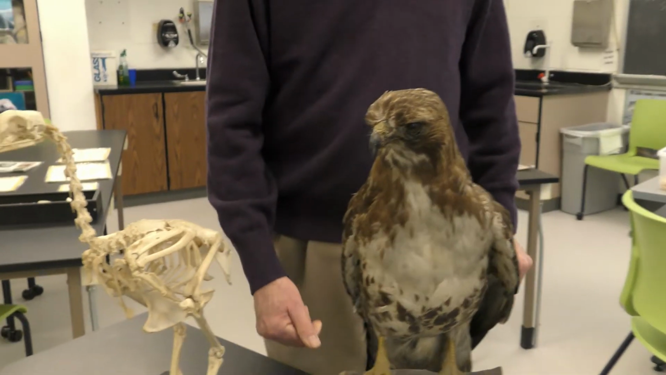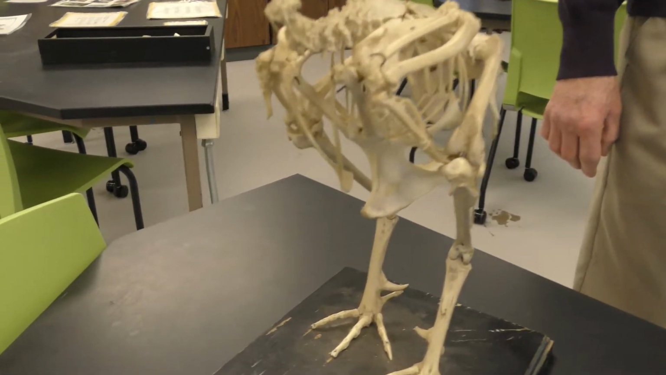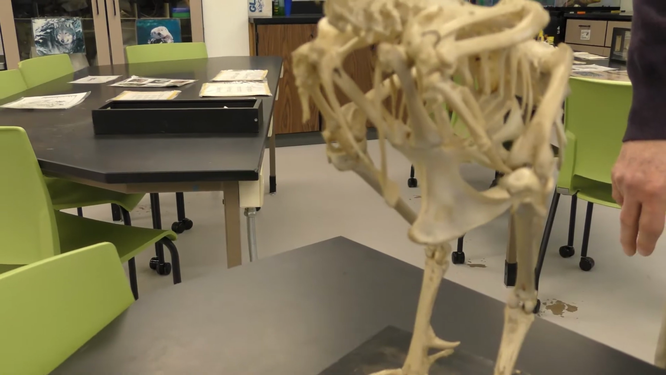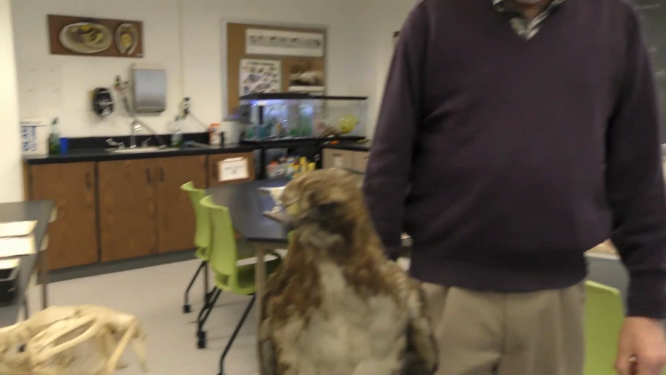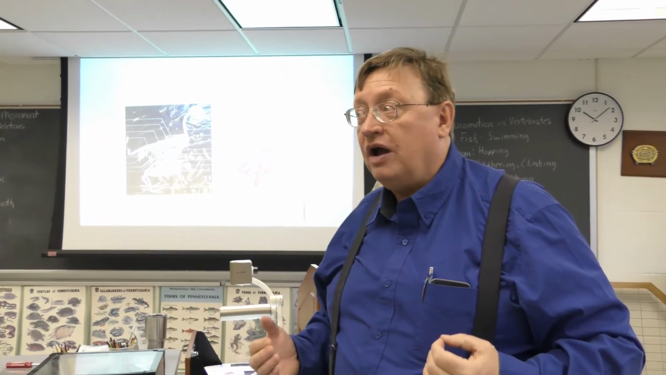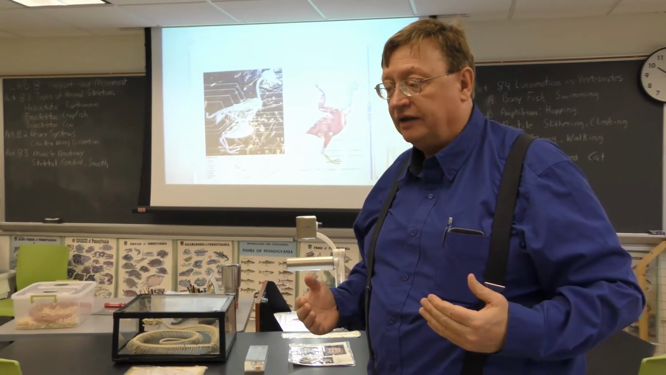So basically that muscle runs from the sternum up through a hole above the humerus, and then runs out and attaches to the humerus. So when it contracts, it pulls that humerus down with a tremendous amount of force. And that is the primary structures that are involved in flight.